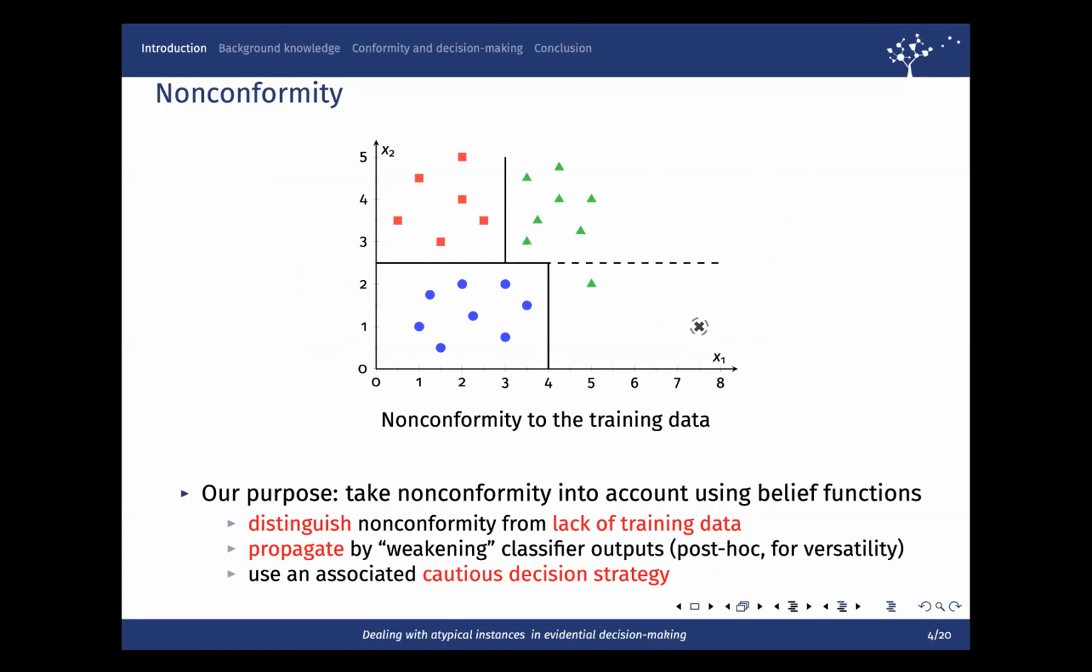Here we will consider nonconformity to the training data. That is, we have training data and we could get many training data, but they are not relevant in order to classify the new test instance. Here we can see that the test instance falls into a region where we do not have any training data. We want to distinguish this case from the lack of training data because it's not exactly the same. We could increase the size of the training set as much as we want, but we would not be able to classify the test instance any better. And we propose to handle nonconformity by propagating the conformity information, for instance, by weakening the classifier outputs, and then use an associated decision strategy.